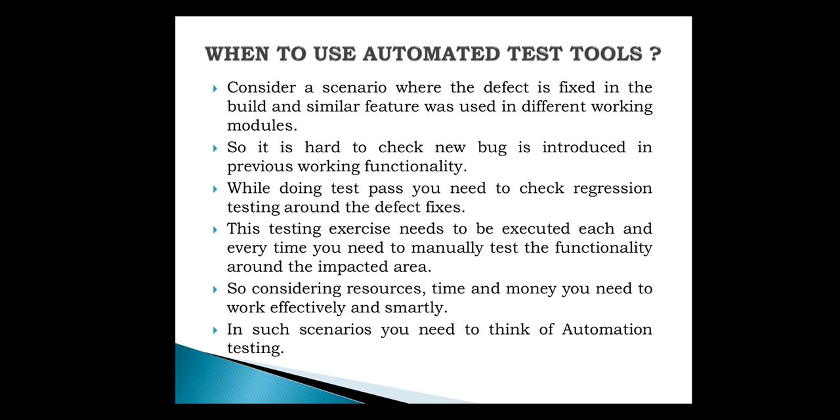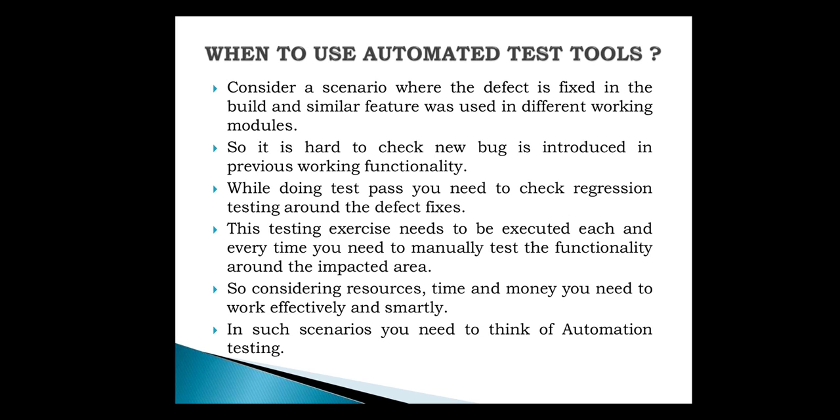Then next is when to use the automated test tools. So when you are going to use that particular tool, consider a scenario where the defect is fixed in the build and similar features were used in a different working module. So you can use automated tools, right? So it is hard to check whether a new bug is introduced in previous working functionality.